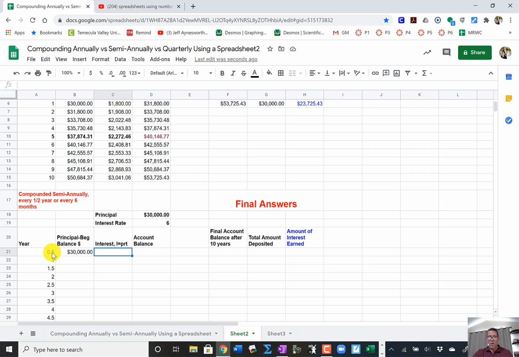Okay, so here we go. We're going to say equals the principal, which is to the left. It's in B21, so we select B21 here, times, which is shift 8 for the asterisk. And we need the interest rate. So this is the interest rate. 6% is the interest rate per year, or annually. We need the interest rate for 6 months.